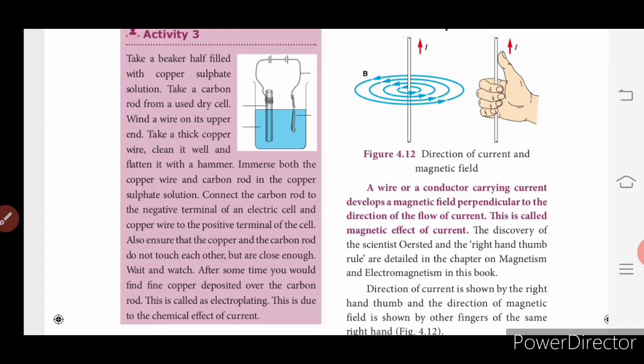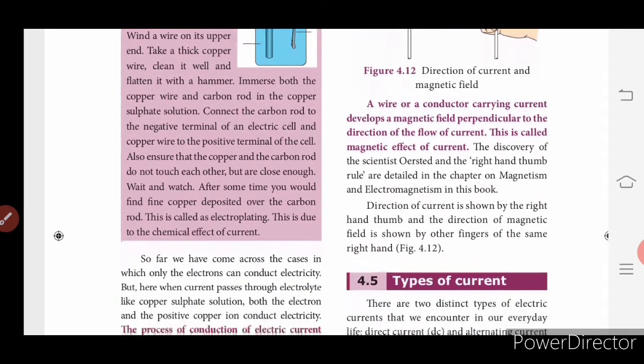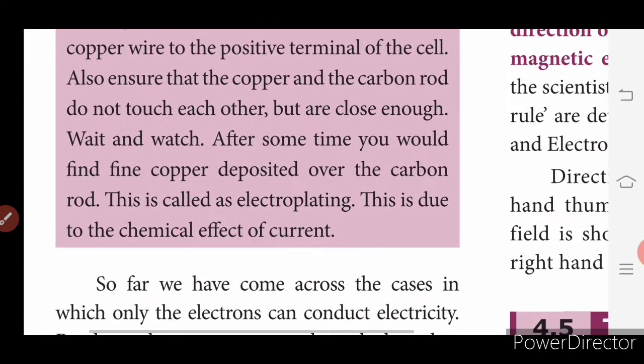Now connect the rods and the copper wire. After a few minutes you can see copper gets deposited on the carbon rod, and this process is called electroplating. That is, you have made another material into a shiny particle. A carbon rod, which is a rusted particle, is made shiny now with the help of a copper wire, an electric dry cell and a solution. Such a process is called electroplating. This is due to the chemical effect of current.